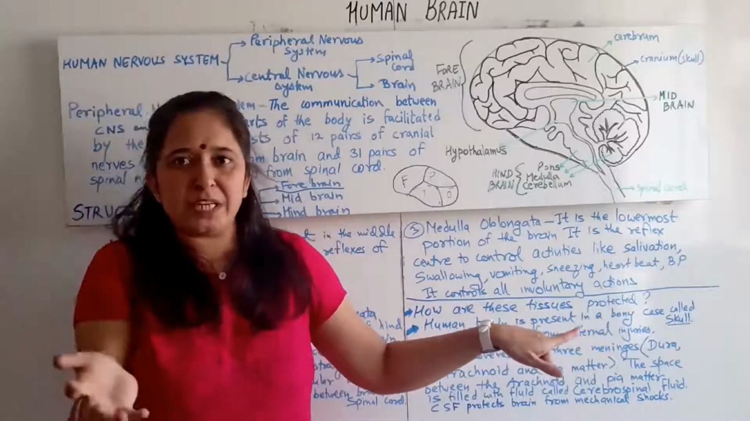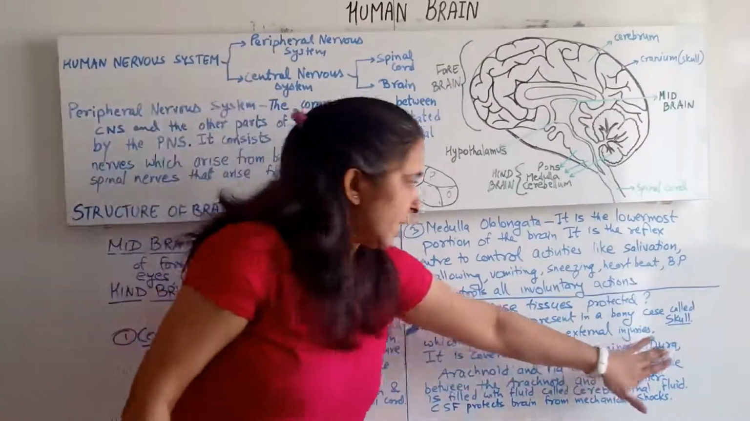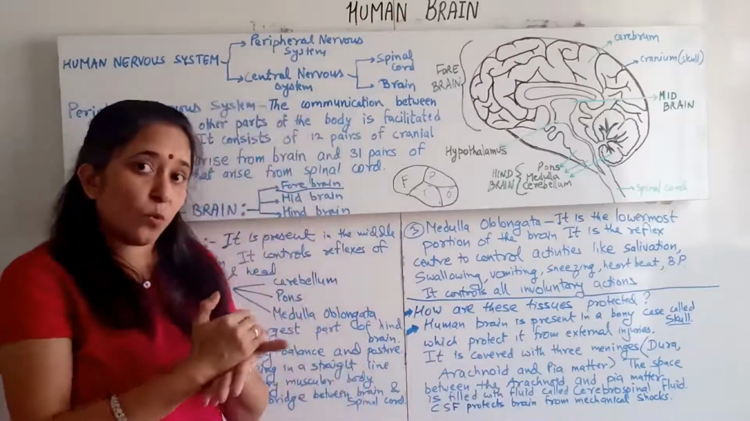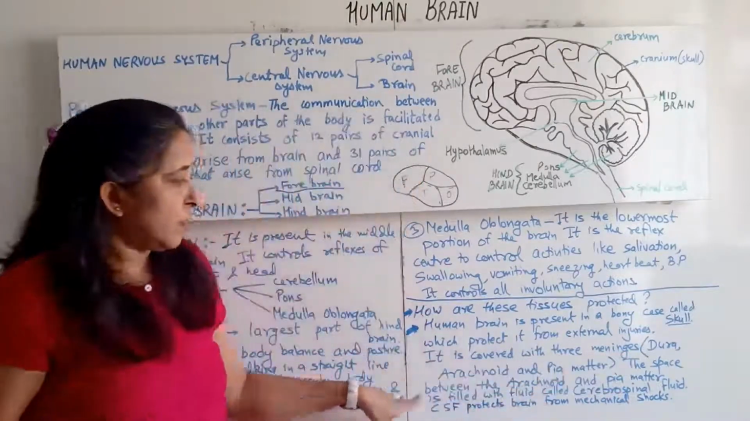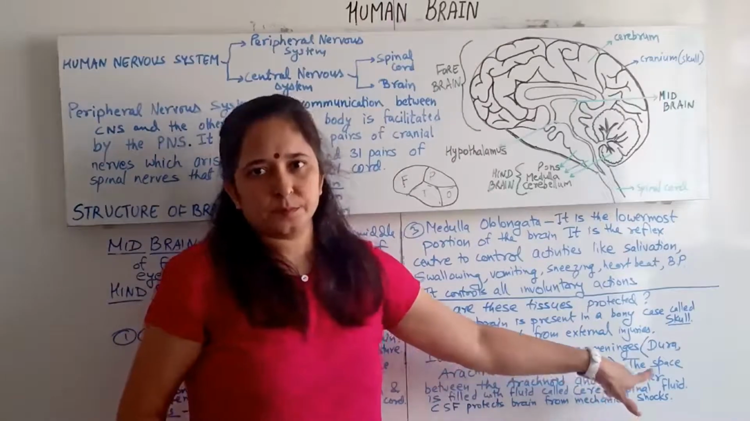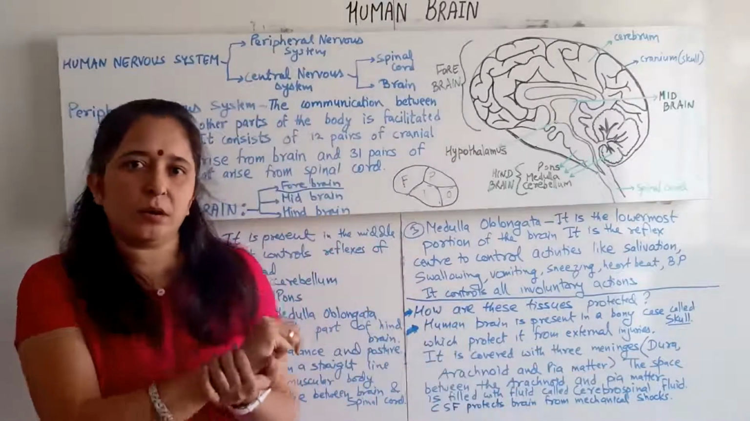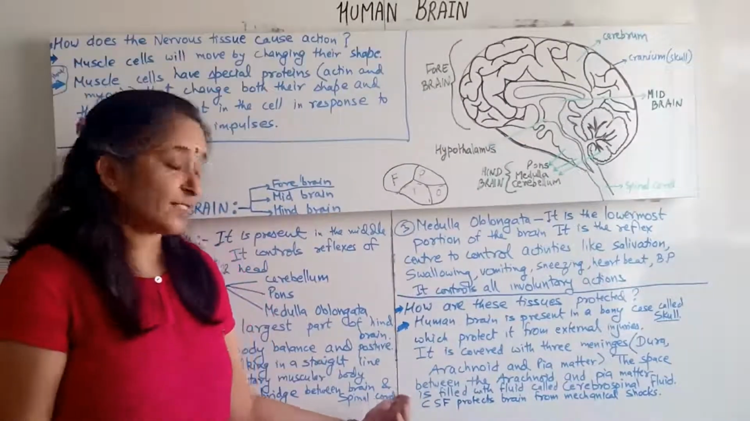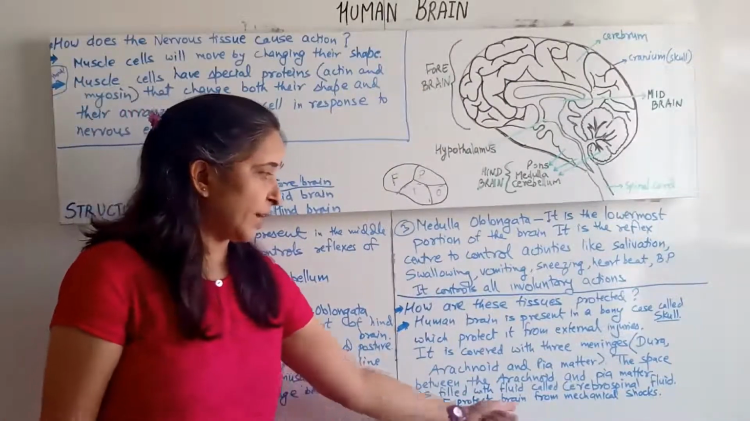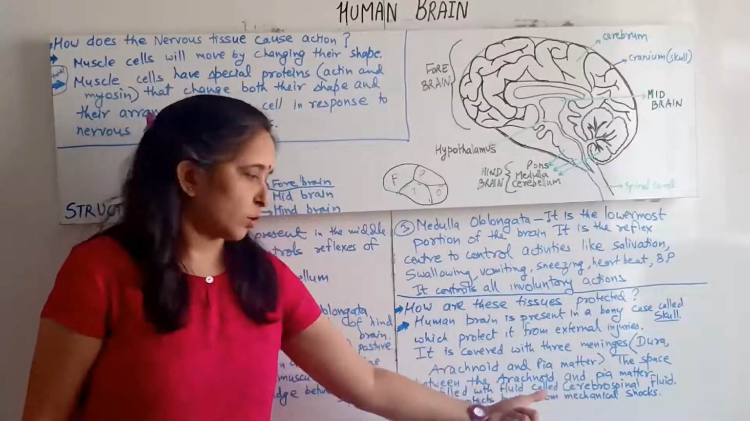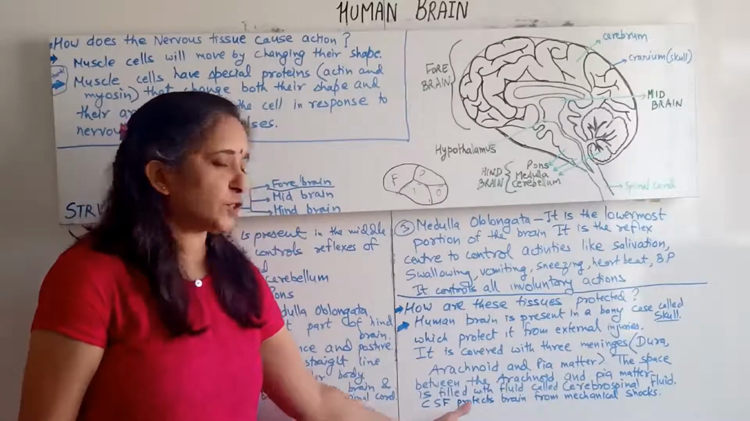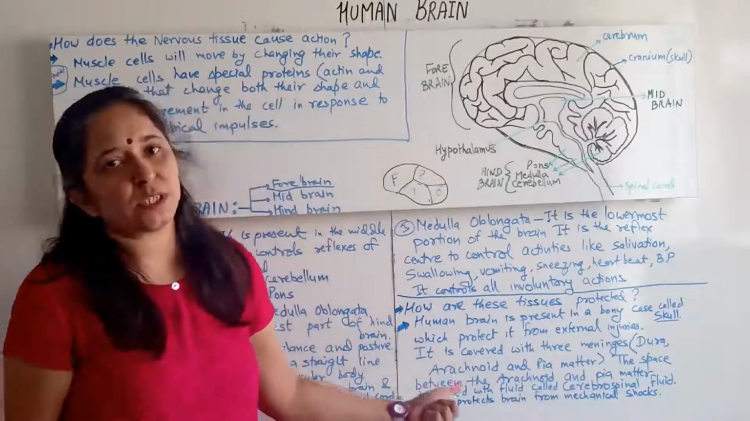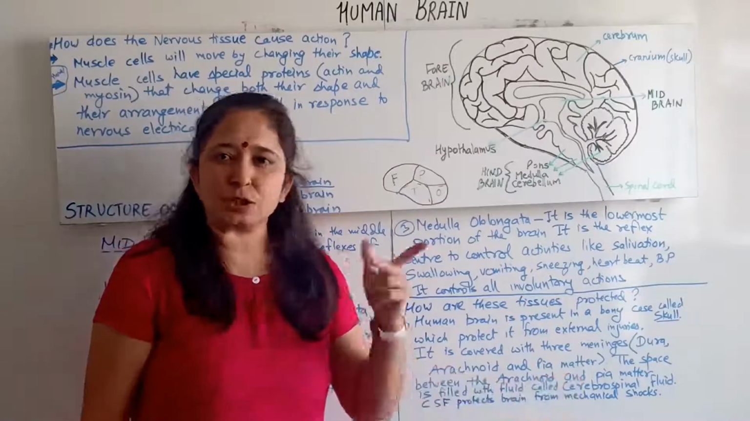Okay, below that, three meninges, three membranes, are there. That is dura, arachnoid and pia mater. Now, the space between the arachnoid and pia mater is filled with cerebrospinal fluid, CSF. That CSF will protect the brain from mechanical shock. So this is the cerebrospinal fluid which will protect the brain from mechanical shocks, and that is present between the arachnoid and pia mater, these two meninges.